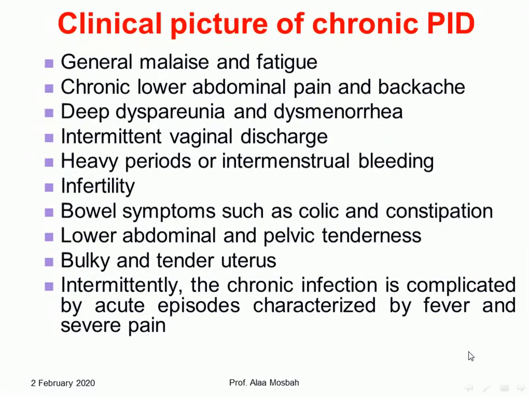What about the clinical picture of chronic PID? General malaise and fatigue, chronic lower abdominal pain and backache, intermittent vaginal discharge, deep dyspareunia and dysmenorrhea, heavy periods or intermenstrual bleeding, infertility, bowel symptoms including colic, constipation, lower abdominal pain and pelvic tenderness. The uterus is bulky and tender. Intermittently, the chronic infection is complicated by acute episodes characterized by fever and severe pain.